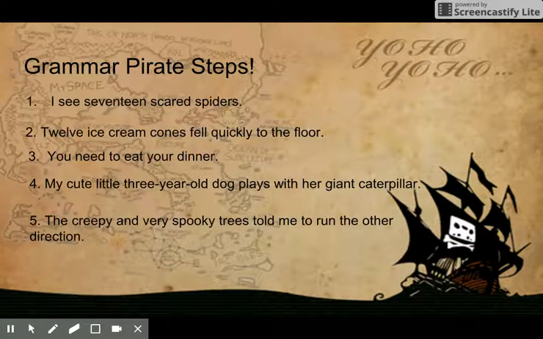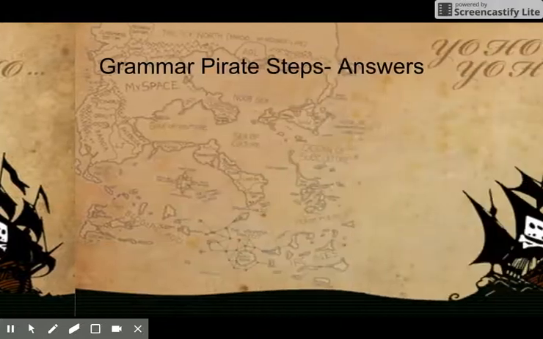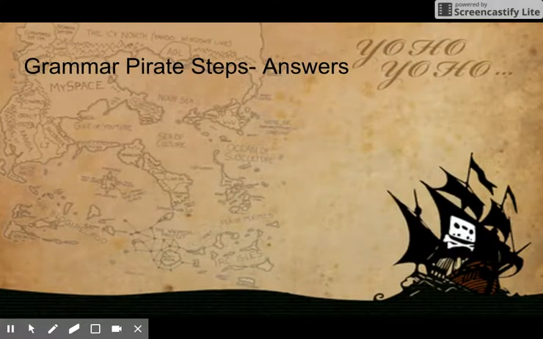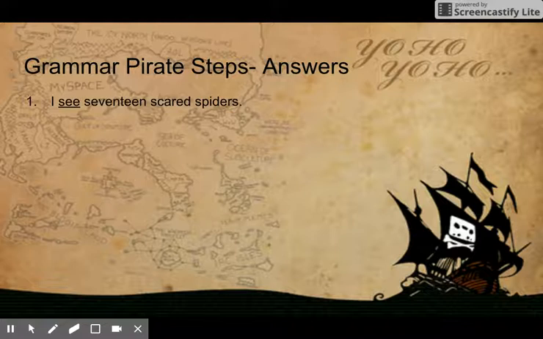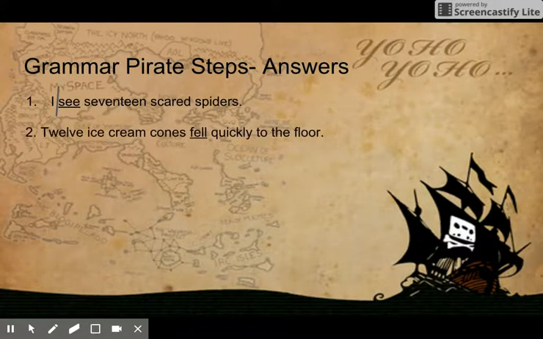So you've done step 1, underline the verb. Step 2, draw the mast. All right, let's see how you did. See is the verb, your mast between I and C. Here's number 2. There's step 1, step 2.